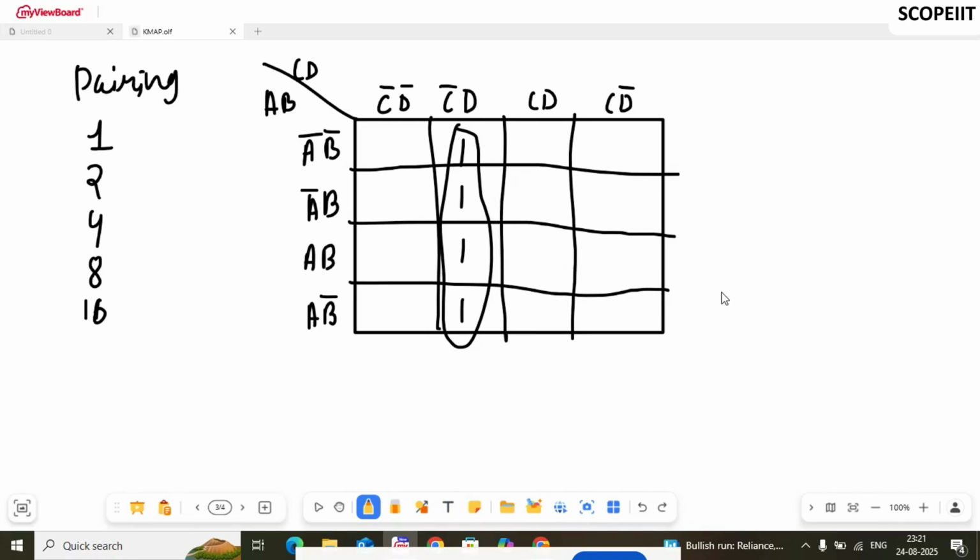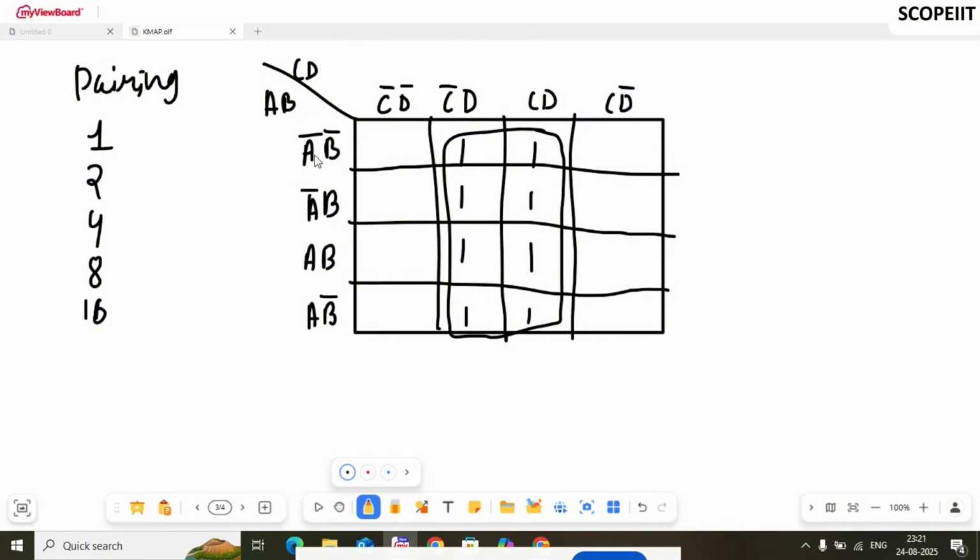Now in the same way, suppose you have a pairing like this 4 and this 4. Suppose I make a pairing of 8 now. How to write the equation? Take it horizontally. All these 4 are having 1, so nothing is common, so horizontally no equation will come. Now take it vertically. What is common between this and this?